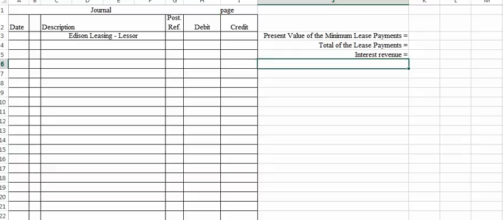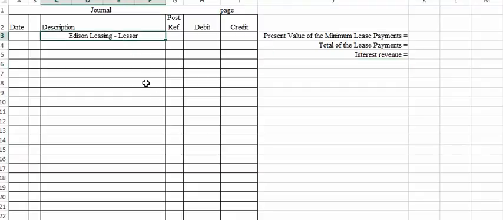Okay, we're now going to take a look at exercise 15-4. It's on pages 896 and 897 in your text. And here, you guys, we're dealing with the exact same problem, except instead of making the entries from the vantage point of the lessee, in this case, manufacturer Southern, we're making the entries from the vantage point of Edison Leasing, who's the lessor in this situation.